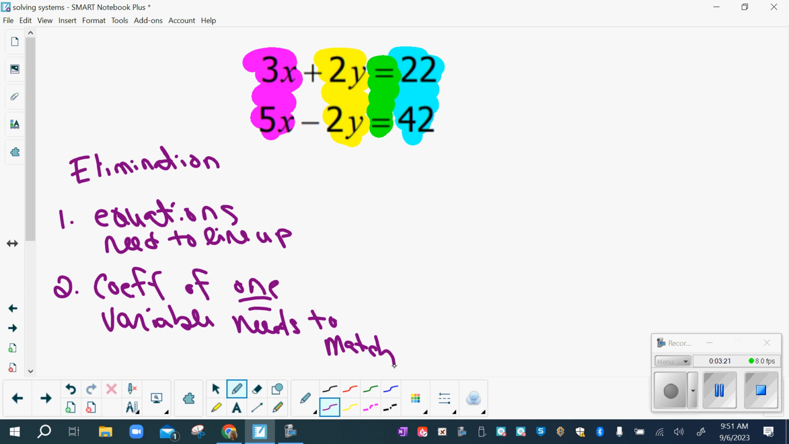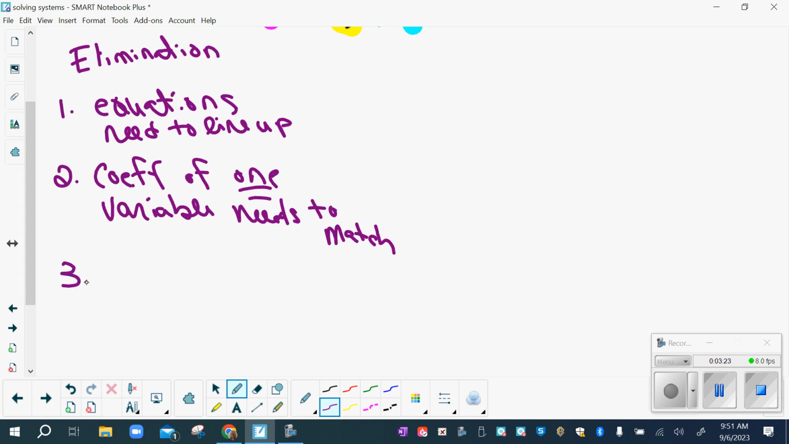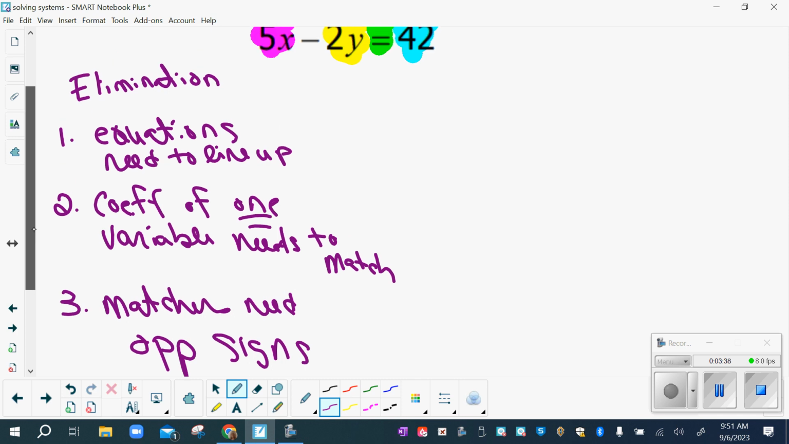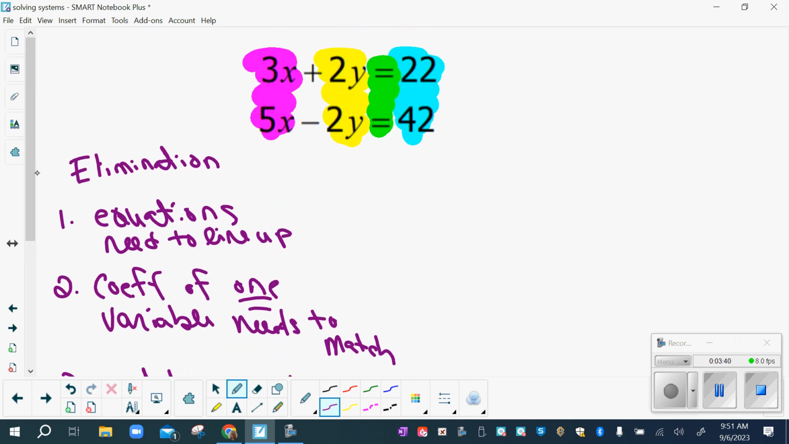And the last thing is the matchers need opposite signs. Now, some of you are going to be like, can they just be opposite matchers? Sure, live your life. But look what I'm talking about. This is a positive 2, and that is a negative 2, and that's a good thing. If you have all 3 happening, here's what you get to do. You just add them up.